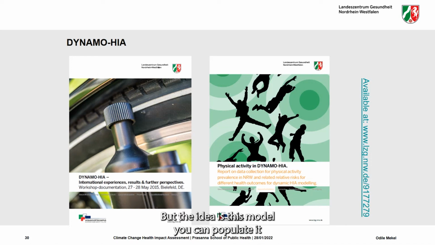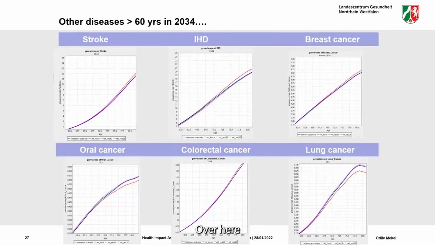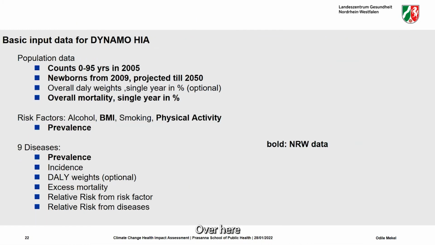But the idea is this model, you can populate it with your own data. So for your own data, I go back a few slides earlier over here. I show over here where we put in Northern Westphalia data. The other data we left there. So if colleagues in India or in Wales, where Liz is based, she can put in her data for her country, for her region.